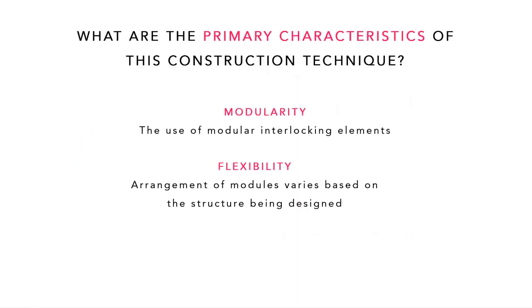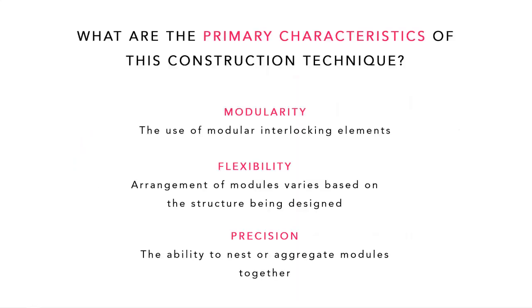So to summarize the primary features of tubi fittili, we could consider the modularity with respect to the use of these interlocking pot modules, the flexibility in terms of arrangement of these pots based on the structure that's being designed, which changes with complexity of structures, and finally, the precision or ability to nest or aggregate modules together with respect to one another.